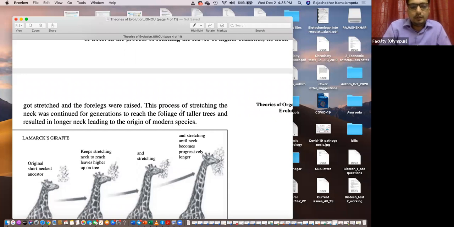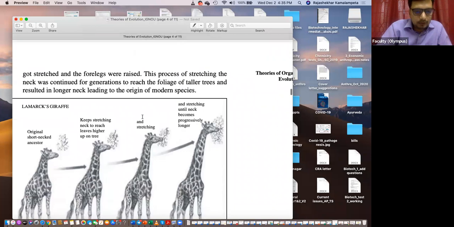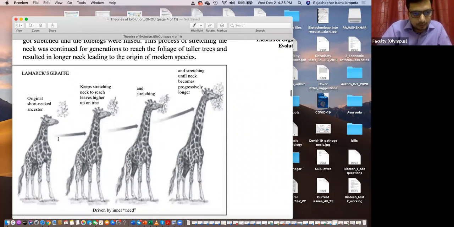Eventually, in the coming generations, it resulted in something that looked like this, from a deer-like, short-necked ancestor to something with a long neck like this, able to reach and satisfy its need. So imagine the environmental change was like that, and whatever it tried to incorporate into its body, it continued. The need continued, as well as the stretching, resulting in this.